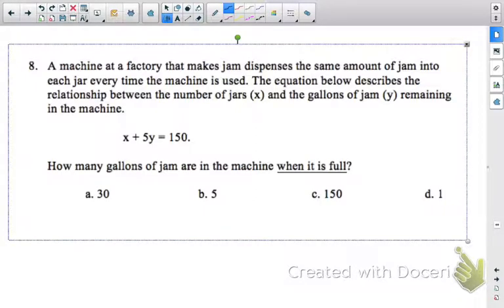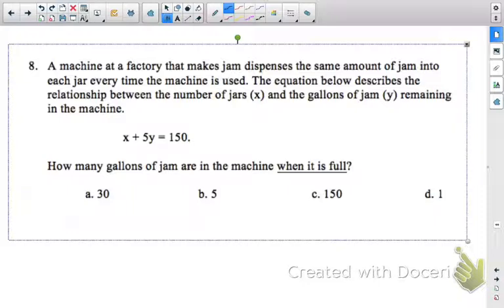Okay, number 8. A machine at a factory that makes jam dispenses the same amount of jam into each jar every time the machine is used. The equation below describes the relationship between the number of jars x and the gallons of jam remaining in the machine. So y is the amount remaining in the machine. How many gallons of jam are in the machine when it's full?